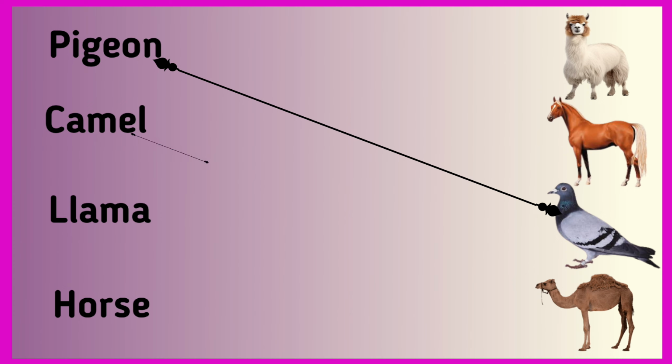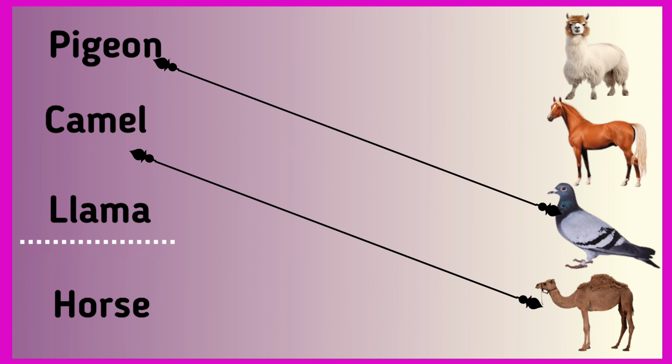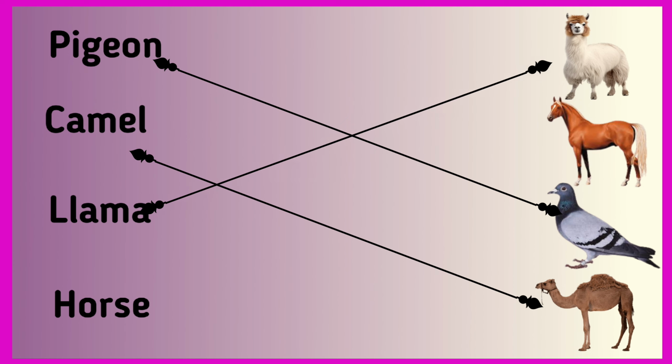Camel. This is camel. Llama. Where is llama? Llama. Horse. This is horse. Horse.